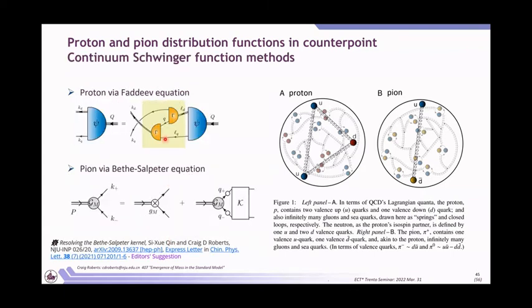I sketched the Faddeev equation approach to proton structure. The analog is the pion being studied by the Bethe-Salpeter equation. And these two things together in the continuum have been used recently to make predictions for the distributions of sea, gluons, and valence quarks inside the proton and pion.